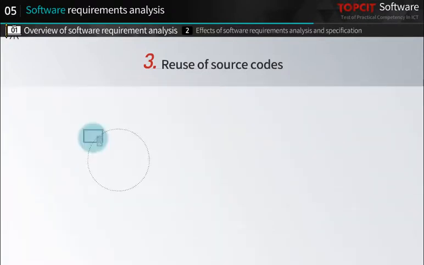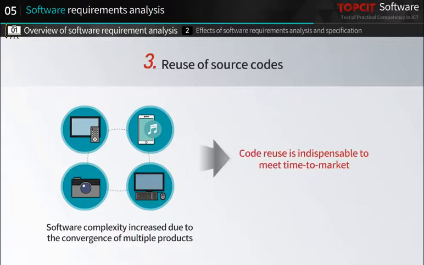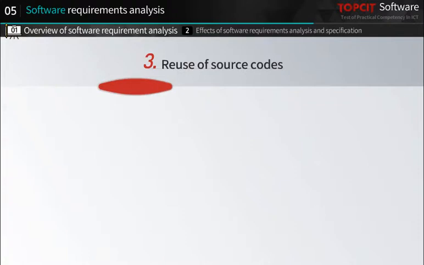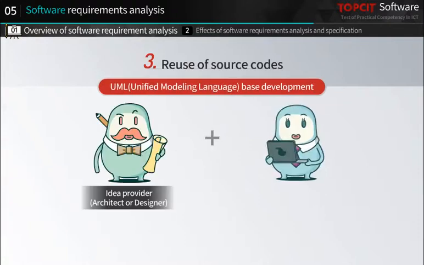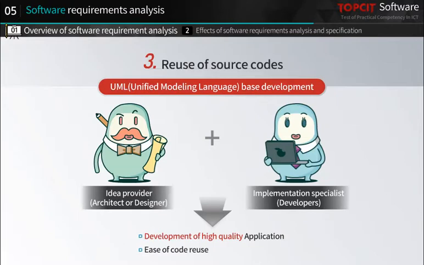However, as with recent trends, consider the case in which a product is connected to multiple products and merged together. That results in complex software. Code reuse is indispensable to meet the time to market. Model-based development using UML provides a mechanism in which various kinds of applications can be developed together with the idea providers and implementation specialists. As a result, you can create higher quality applications and make code reuse easier.